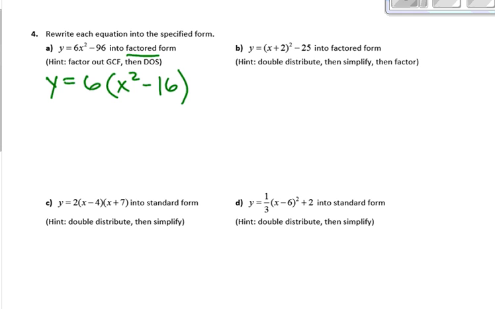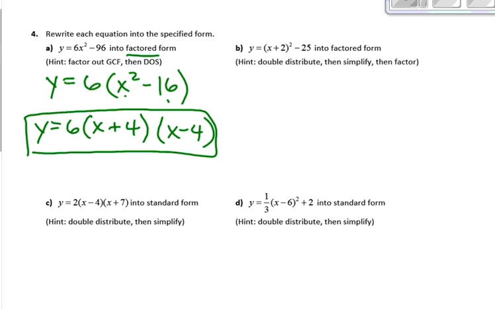Then what you notice is that x squared minus 16 is actually a difference of squares. So the difference of squares, remember you have x being squared, 16, that's squaring 4. So then how difference of squares worked was we had x plus the square root of 16 is 4, and x minus 4. And now we have that in factored form. So it's really not hard to do, it's just review.